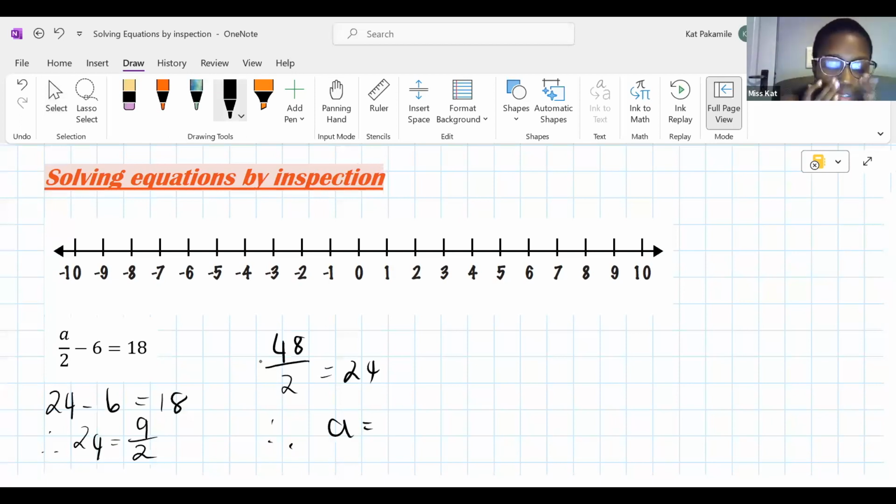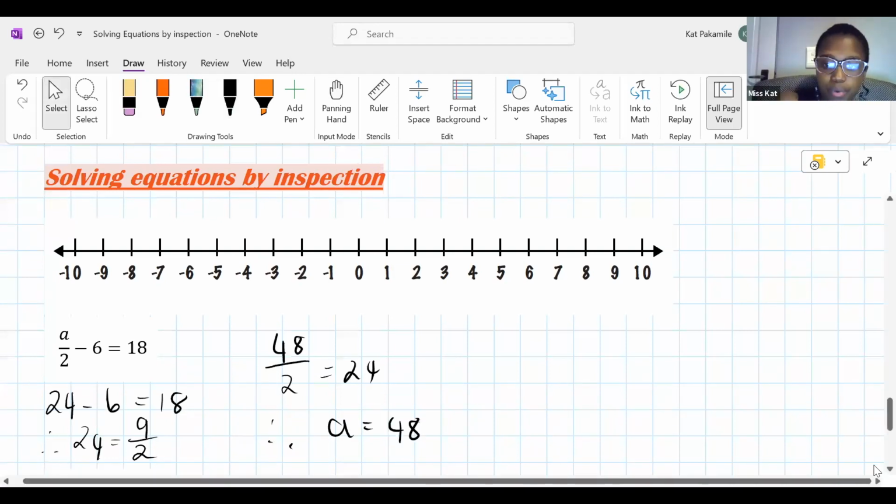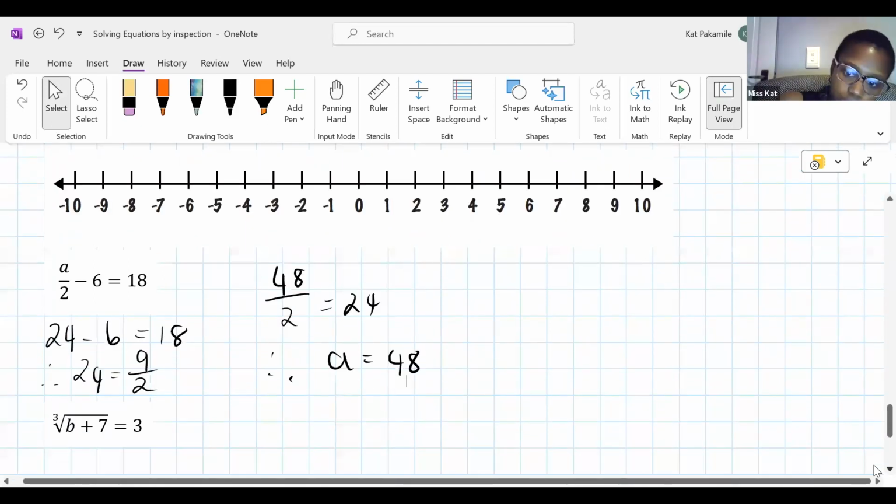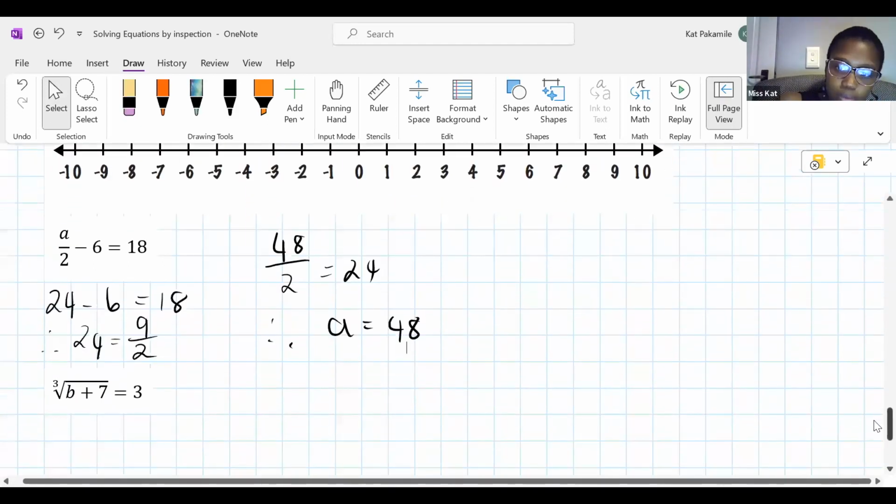Oh my goodness, my sinuses are killing me. Excuse me. 48. Therefore, A is equal to 48. Beautiful. Okay, we're ready for the next one. This is going way too fast. I feel like I'm gonna have to add more.